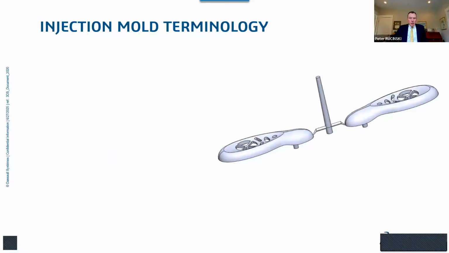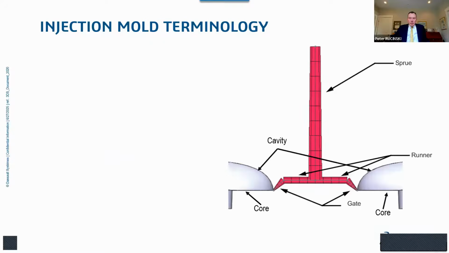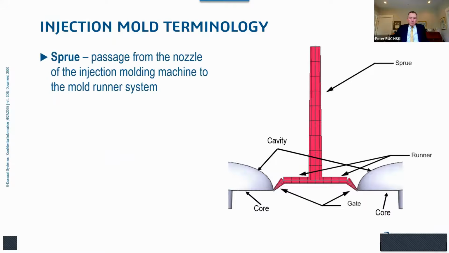Some injection mold terminology. What you see here is a standard 2-cavity cold runner system injection mold layout. If we dig a little bit deeper into this, the first piece of geometry that we talk about is the sprue. The sprue is the interface between the injection molding machine and the mold. The last component of the injection molding machine that the melted plastic sees is what we call the nozzle in English. When the melted plastic comes out of the nozzle, it enters the sprue of the mold.